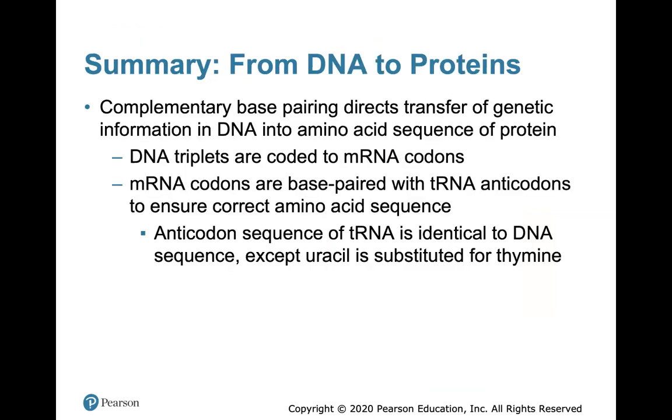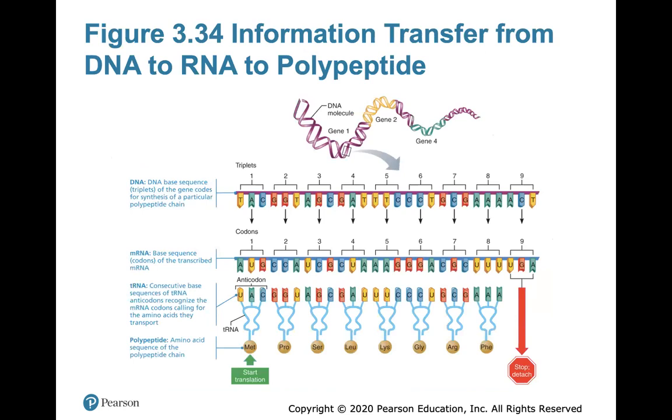So here's again a good summary from DNA to proteins. The complementary base pairing directs transfer of genetic information in DNA into amino acid sequence of proteins. DNA triplets are coded to mRNA codons, and mRNA codons are base paired with tRNA anticodons to ensure the correct amino acid sequence. So this shows the information transfer when we talk about codons and anticodons, to give you a little more help here.